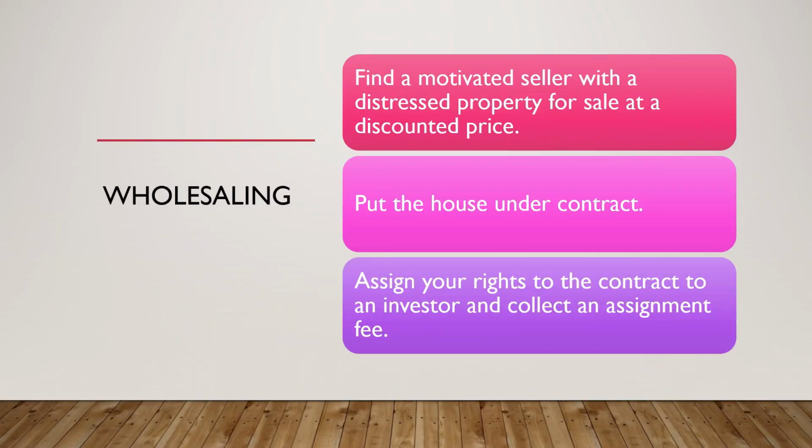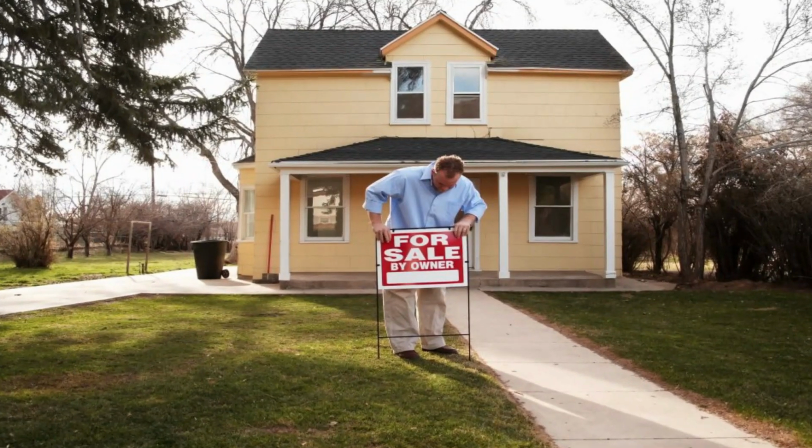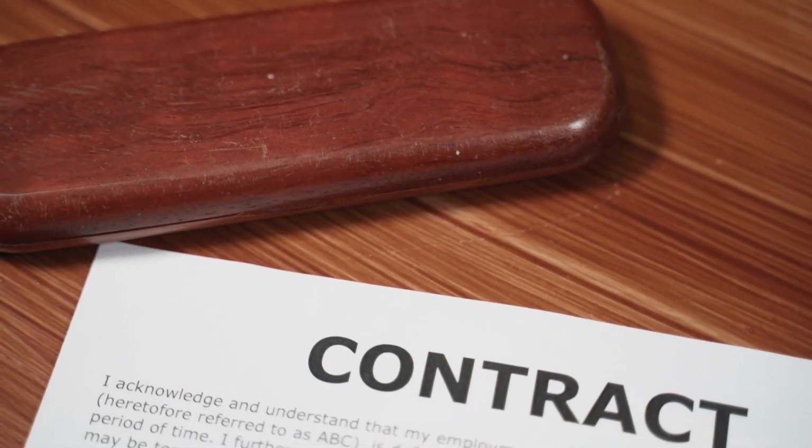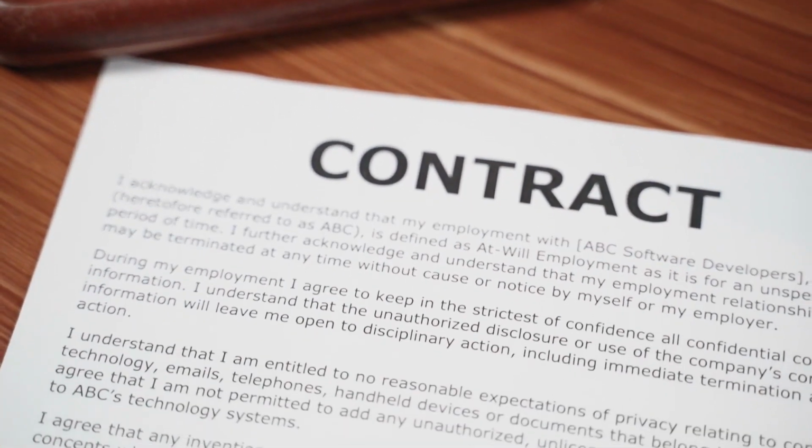First, we're going to talk about wholesaling. Wholesaling is the fastest, low-cost way to get started into real estate investing. Wholesaling is basically finding a motivated seller with a property for sale. You then put that house under contract. Now you're going to find another investor or end buyer to assign your rights of the contract to for a fee.